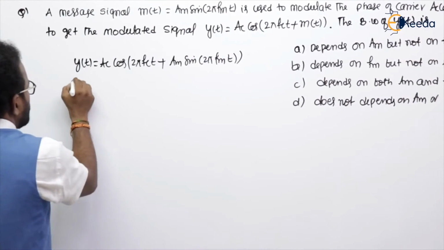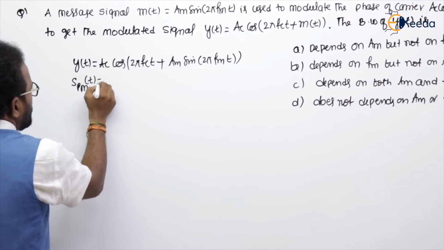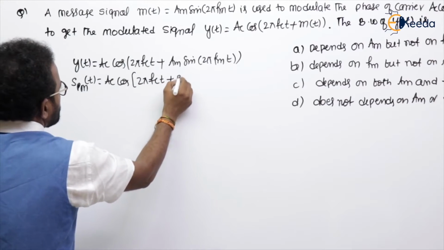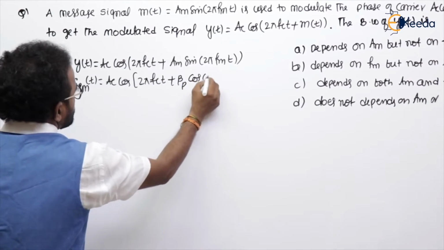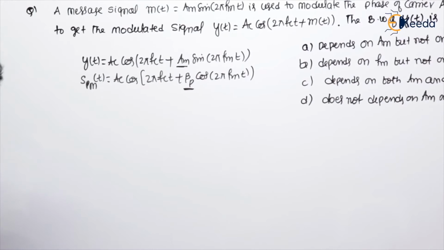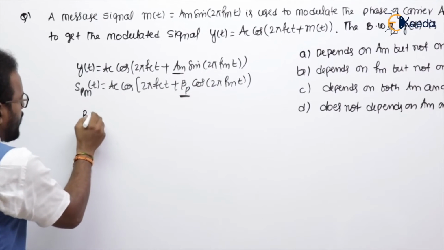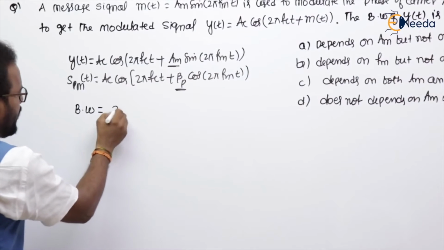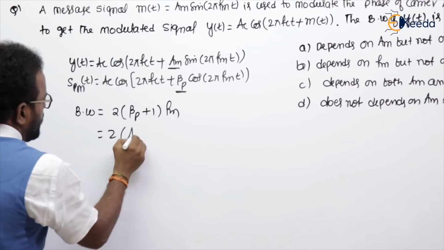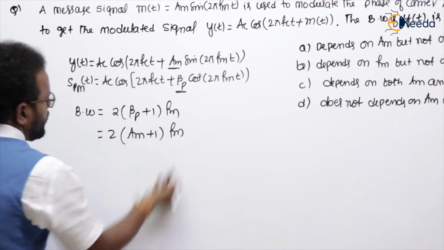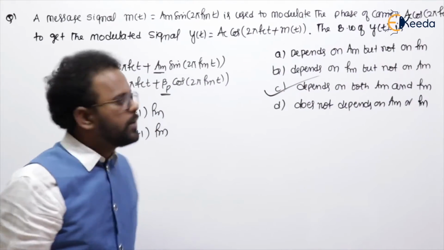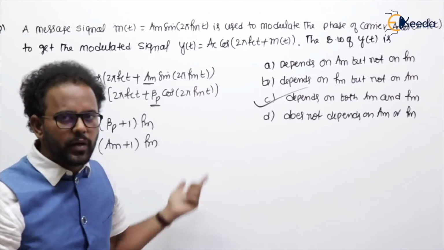What is actually the phase modulated signal? We know s PM of t equal to Ac cos of 2 pi fct plus beta p cos 2 pi fmt. Don't bother about the phase shifts. In place of beta p here, Am is there. What is the bandwidth formula for PM? Generally wideband only: 2 into beta p plus 1 into fm. That is 2 into Am plus 1 into fm. So it depends upon both Am and fm. Simple question. By substituting that m of t value here, calculate the bandwidth.